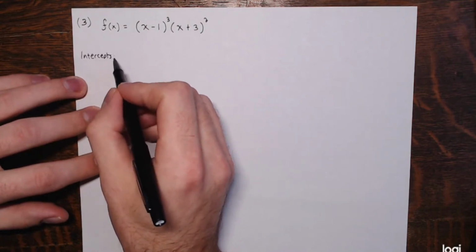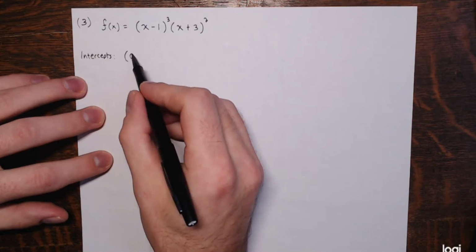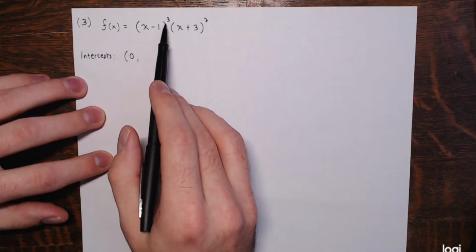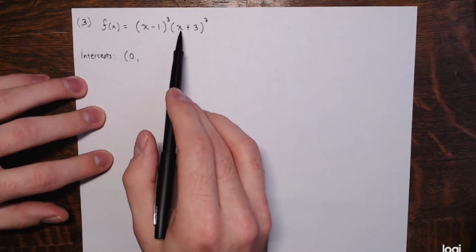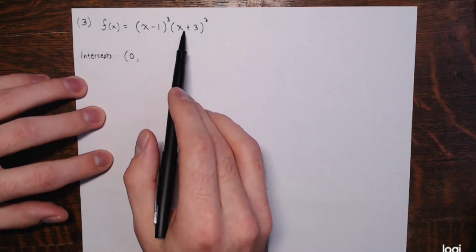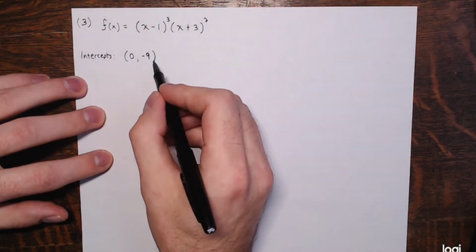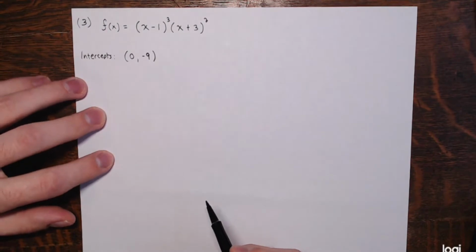Now the y-intercept, you plug in 0 for x. This would be negative 1 cubed, which would be negative 1, times 3 squared, which would be 9. Negative 1 times 9 would be negative 9. All right, so the y-intercept is at the point 0, negative 9.